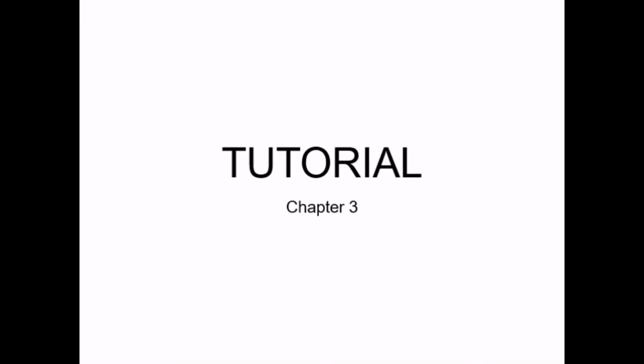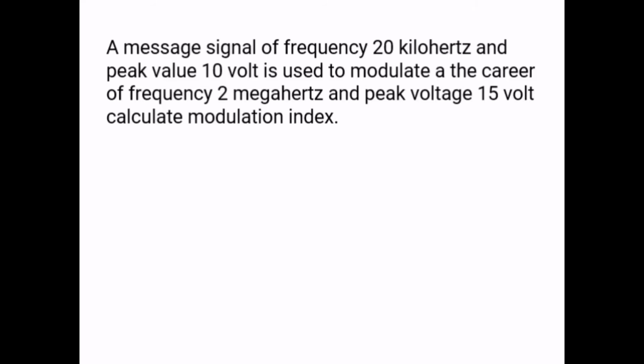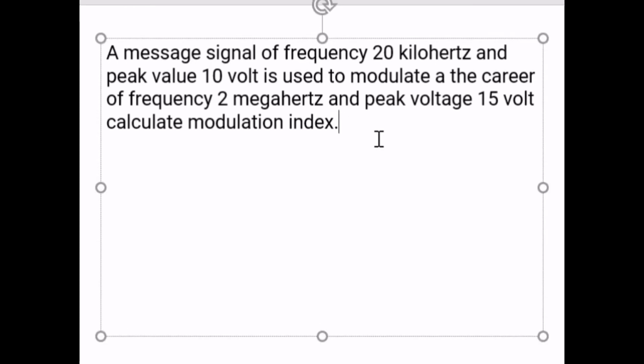Okay, let's continue with the tutorial for chapter 3, AM modulation and demodulation. Let's look at the first question. A message signal of frequency 20 kHz and a peak value of 10 volts is used to modulate a carrier of frequency 2 MHz and peak voltage of 15 volts. Calculate the modulation index.